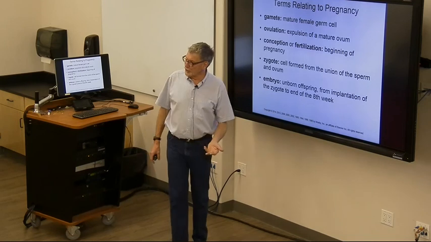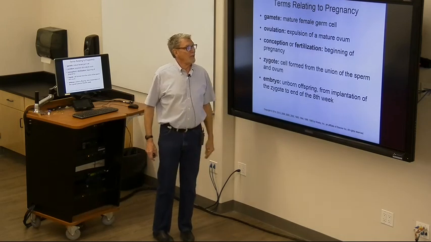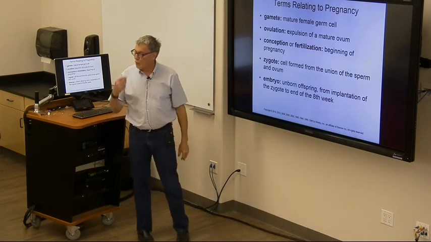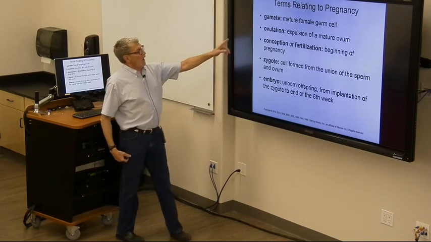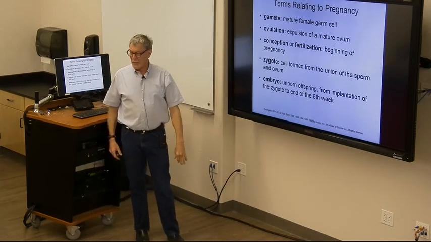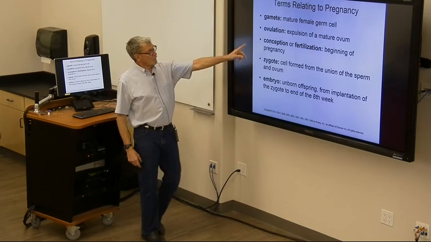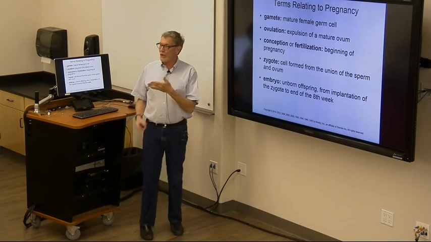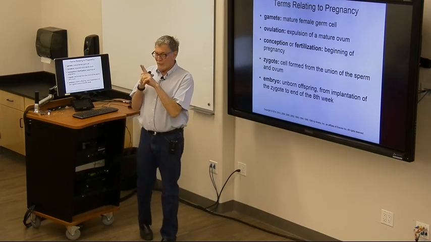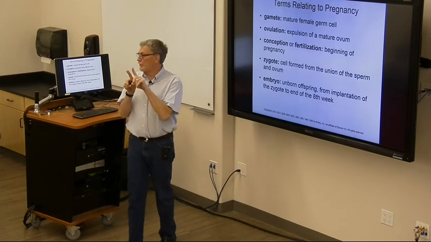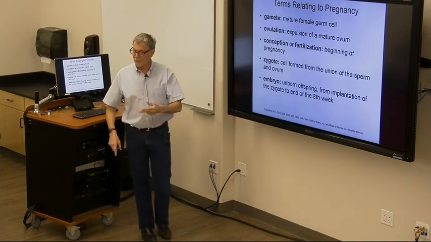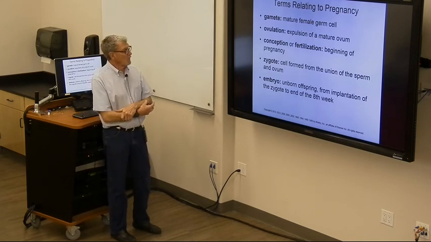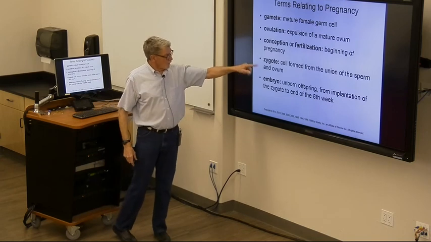Some terminology: the gamete is a mature egg that has been ovulated out and is now on its way down the fallopian tube. Ovulation is the expulsion of that ovum. Conception or fertilization happens when the sperm fuses with the egg, injects the DNA, and now you suddenly have all 46 chromosomes, 23 pairs. A zygote is the fertilized gamete.